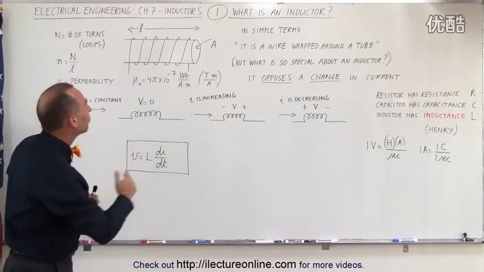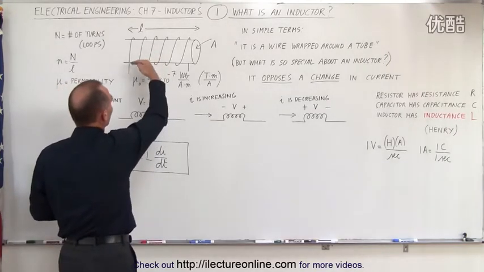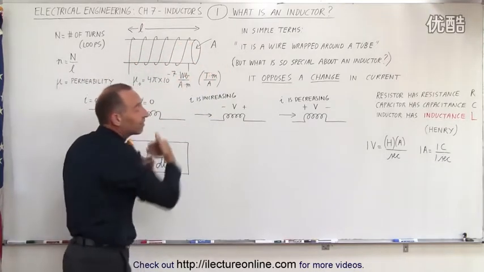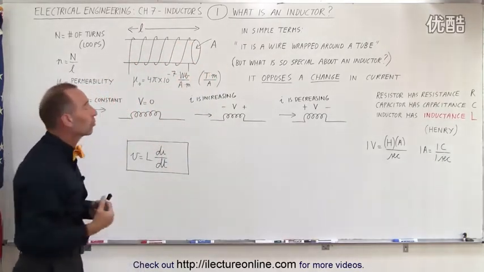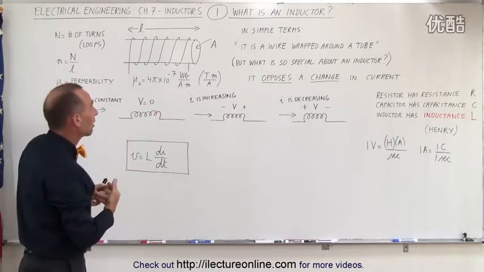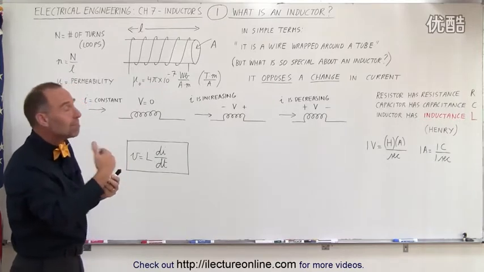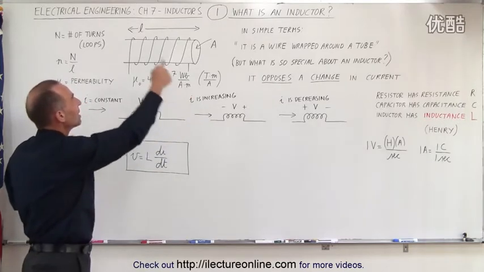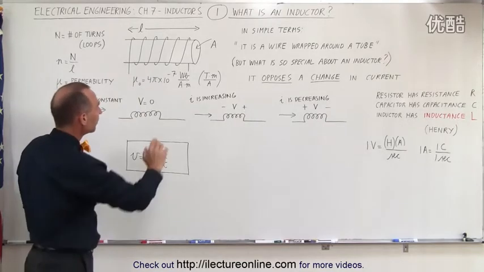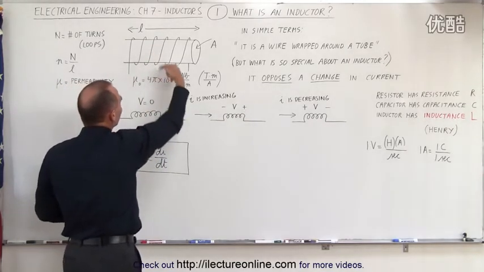Now, physically, an inductor, here's a drawing of an inductor, simply is a tube. That tube could be simply a hollow tube with air inside, then it's an air core inductor as we call it, or it could have a metal core inside, and typically they like to use metal to enhance the magnetic field through the tube, and we'll talk about that later. But it's simply a wire wrapped around the tube.